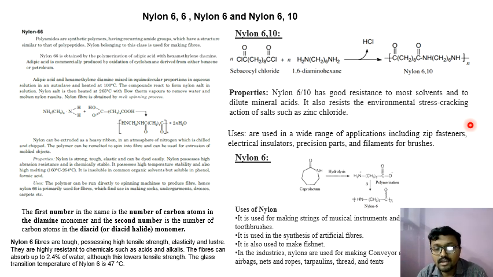So nylon is one type of condensation polymer. Why? Because in this reaction, for example in nylon 6,6, a water molecule is removed. In nylon 6,10, an HCl molecule is removed. Since some small molecule is eliminated during the reaction, it is called a condensation polymerization reaction.